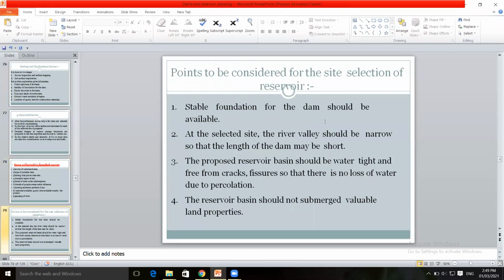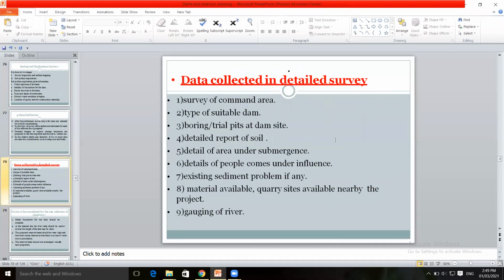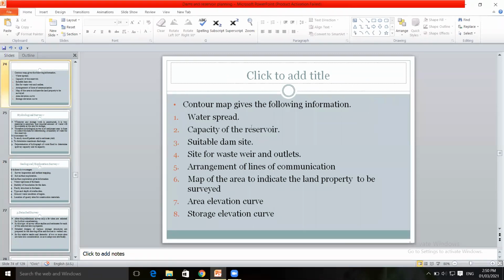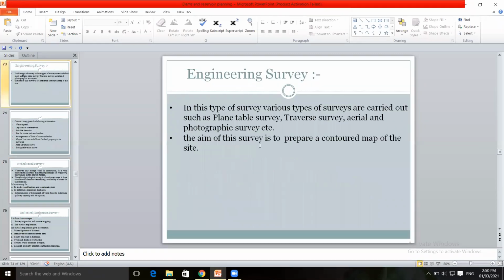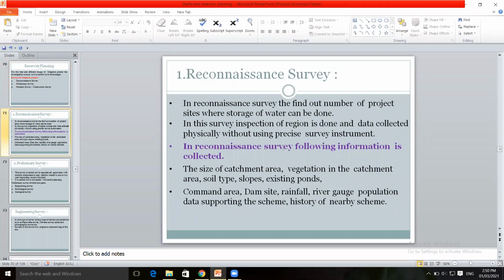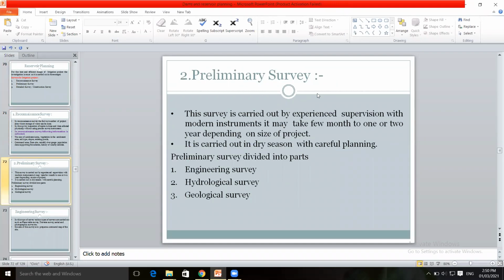In the exam, they may ask what are the surveys which are carried out for selecting the site for a reservoir. To write this, write all these three types of surveys: reconnaissance survey, preliminary survey, detailed survey. You have to write each survey in detail: reconnaissance survey, preliminary survey and its parts, engineering survey, hydrological survey, geological survey.